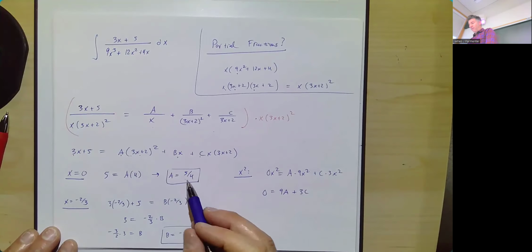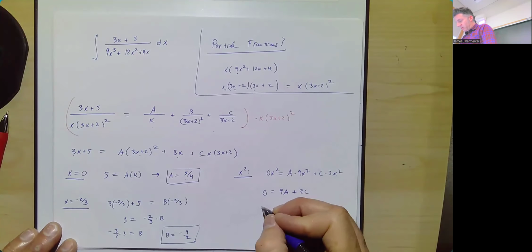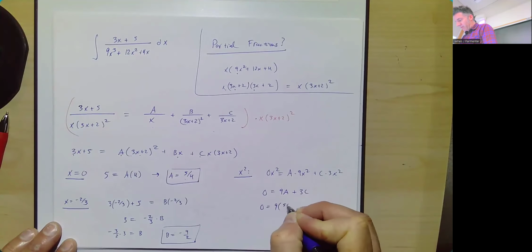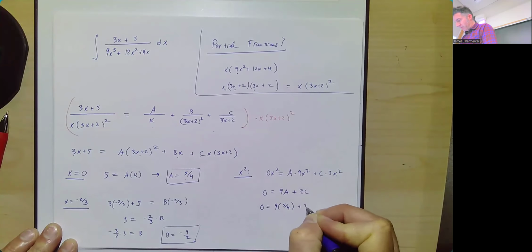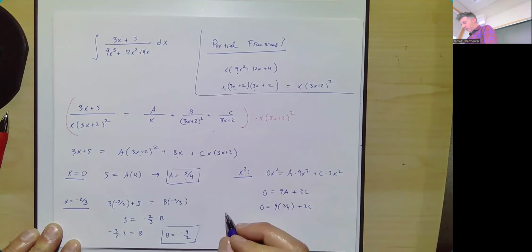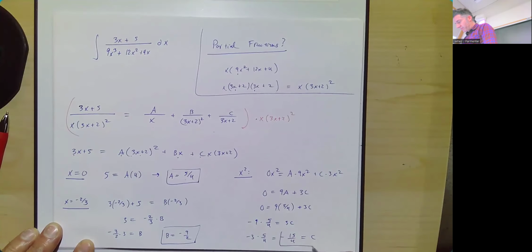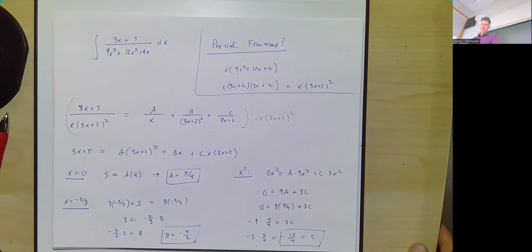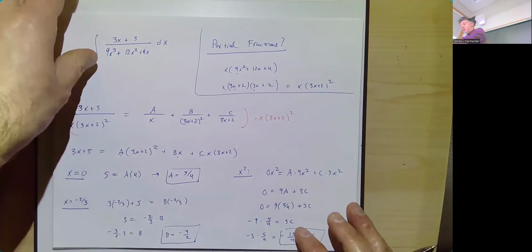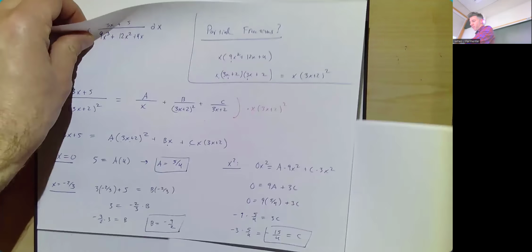I'm going to plug in 5/4 for a, so 0 equals 9 times 5/4 plus 3 times c. Subtracting that over, I've got negative 9 times 5/4 equals 3c. Dividing by 3, negative 3 times 5/4 is equal to negative 15/4, which is my c value. Not very lovely, but not unreasonable in the world of partial fractions. So now we're going to go find our integral.